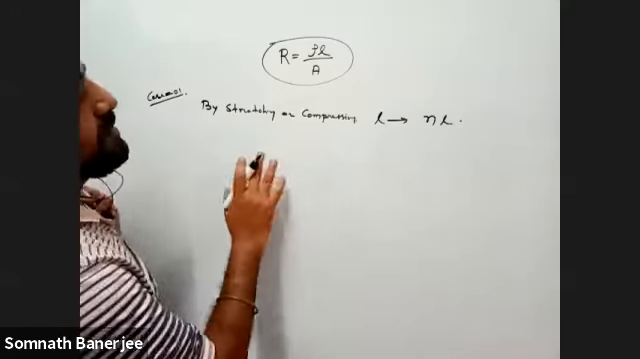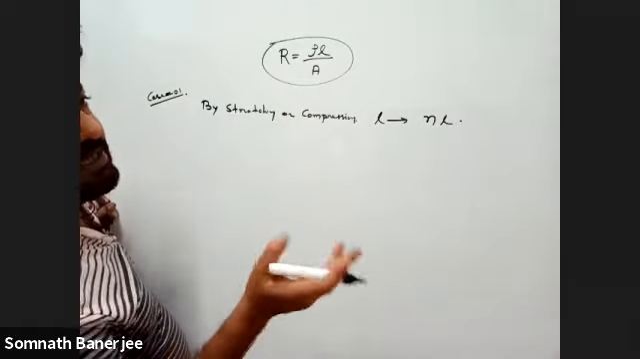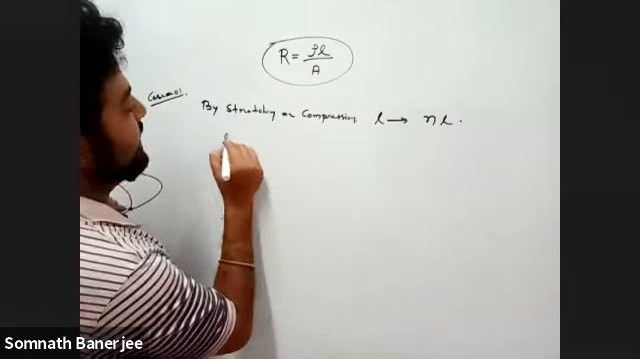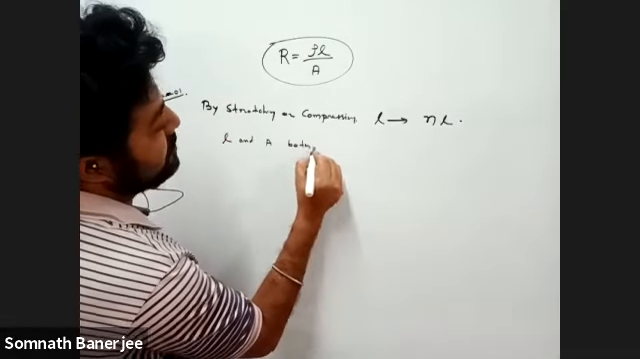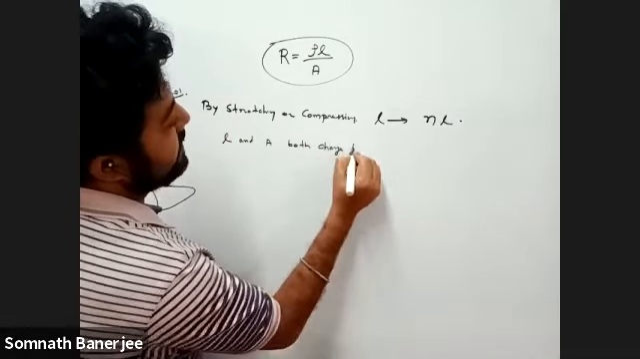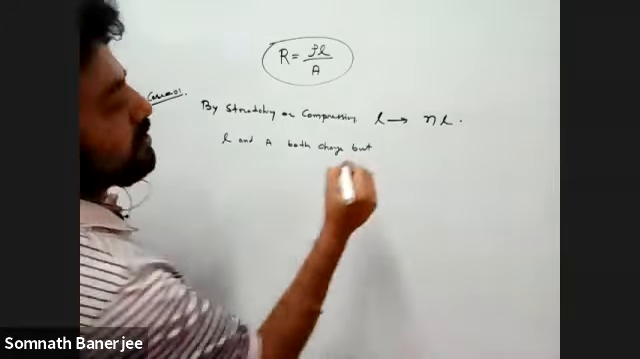So let's start with increasing, see what happens, the same thing follows. Length as well as cross-sectional area both change, but volume remains constant.